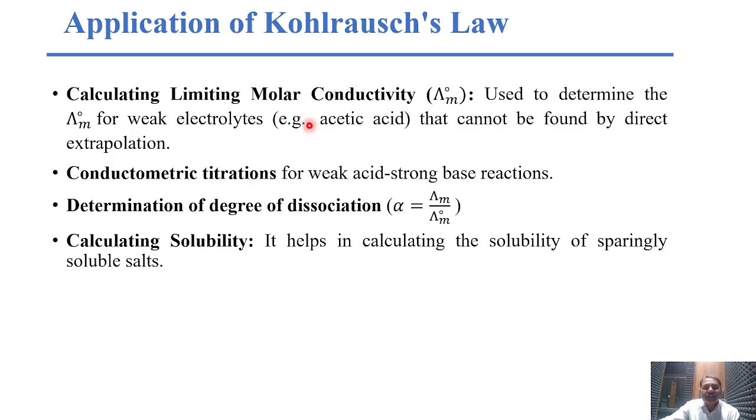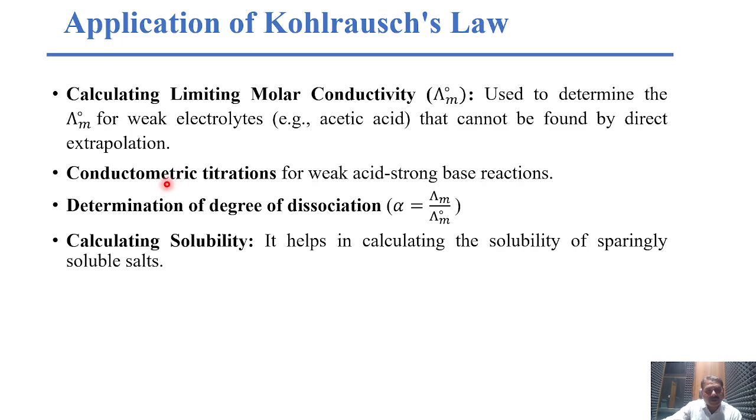But by using this Kohlrausch law of independent migration of ions, we can calculate the equivalent conductivity at zero concentration for weak electrolyte also, like acetic acid. Acetic acid can be ionized to form acetate anion and H plus ion. So acetate anion has its individual contribution, as well as H plus ion also has its individual contribution. So the sum of these two ions gives the total ionic conductivity at zero concentration of this weak electrolyte. In this way we can calculate the limiting value of equivalent conductivity at zero concentration.